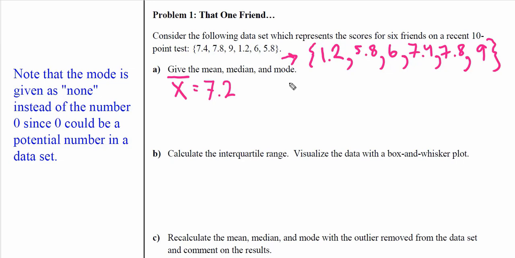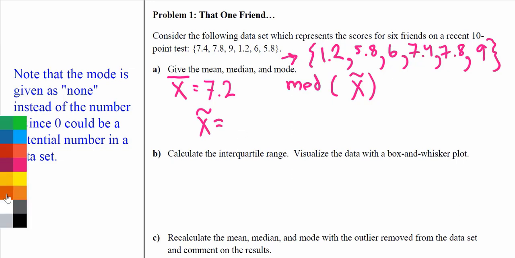Next, we have the median, which, by the way, the symbol for median is x with a little squiggle on top. In this case, we have an even set of data points. Usually for the median, if we have an odd number of data points, it would be the exact middle number. Because we have an even amount, it's between these two.